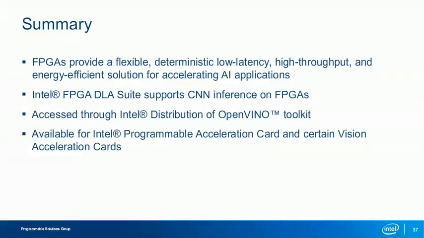This concludes the training. To summarize, FPGAs provide a flexible, deterministic, low latency, high throughput, and energy efficient solution for accelerating deep neural net inference applications. The Intel FPGA DLA Suite allows you to quickly accelerate these inference tasks on the FPGA without writing RTL blocks. The FPGA for deep learning inference can be accessed through the OpenVINO Toolkit, which allows a single application to access multiple deep learning frameworks as well as multiple hardware accelerators. Lastly, the first version of DLA Suite is available for PCIe-based Intel Programmable Acceleration Card in the data center.